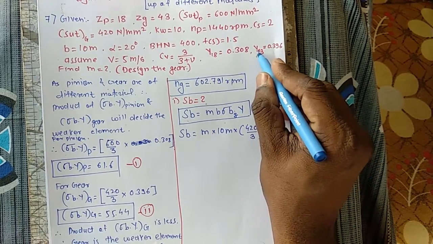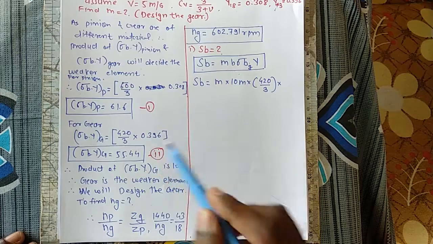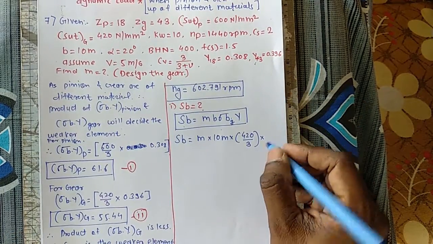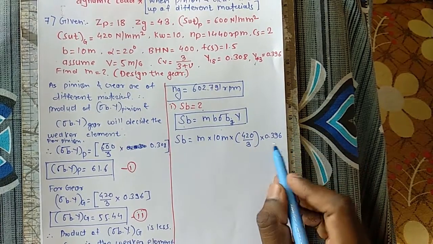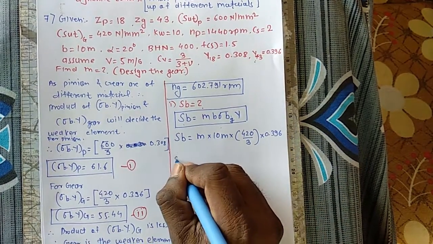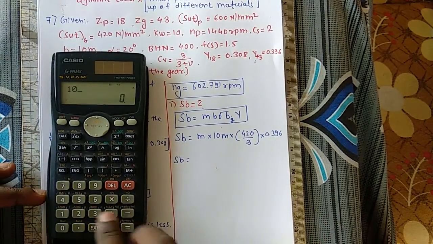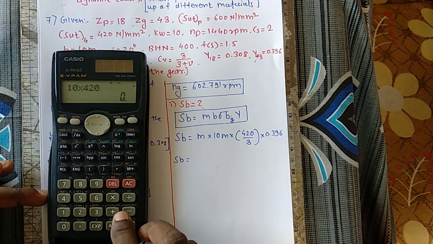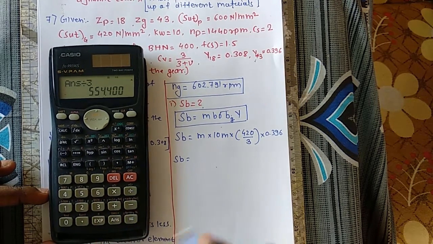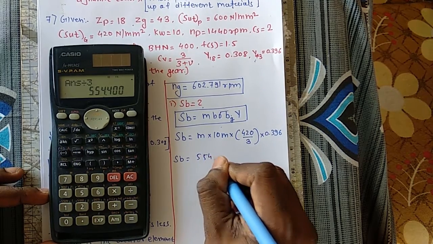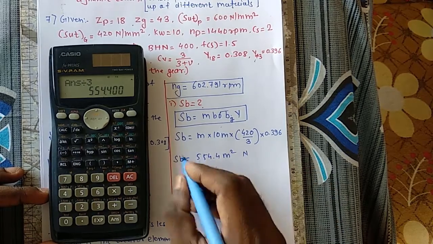That also I will select for gear because gear is the weaker element, and we have calculated by using equation 1 and 2, whichever is the lesser. So gear is having value of 0.396, means Y for gear is 0.396, and I will calculate this. So it will be 10 into 420 into 0.396 divided by 3. So the answer is 554.4 m square Newton.